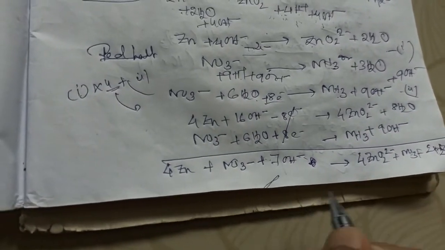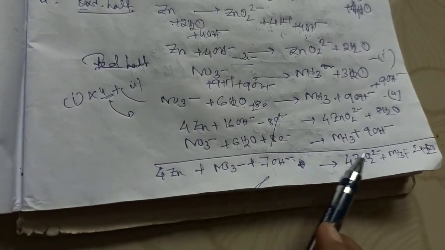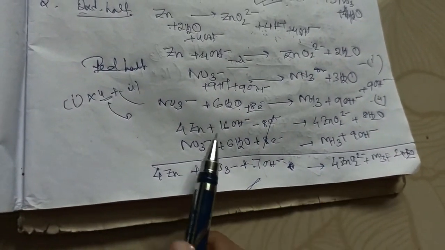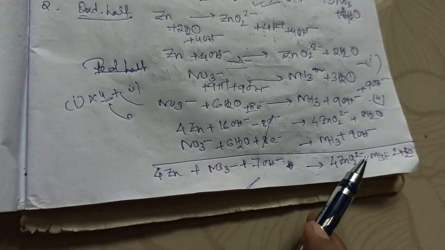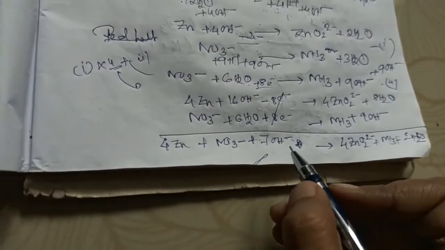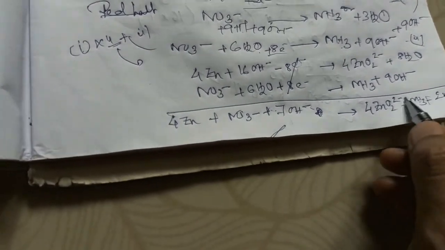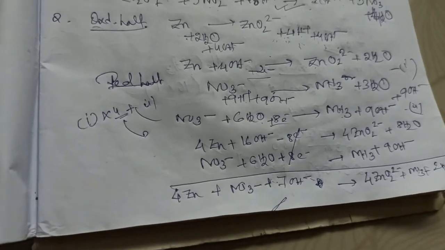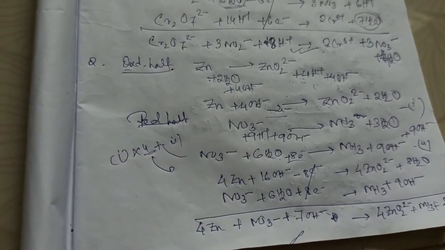That's your answer. You can check also whether this is correct or not by checking the number of atoms on both sides, number of charges on both sides. If you check the charges, 8 negative, 4 times 2, 8 negative. So that's your balanced equation. So this is how we do the balancing.